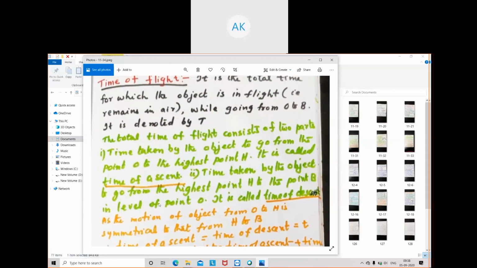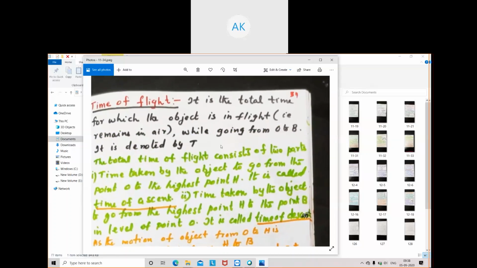Time of flight means when a body is thrown with a velocity, how much time does it remain in the air? Just before it hits the ground, it will be there in the air. That time is the time of flight. It is the total time for which the object is in flight, remains in the air, while going from O to B, B meaning the maximum horizontal distance covered. Time of flight is denoted with the capital letter T.